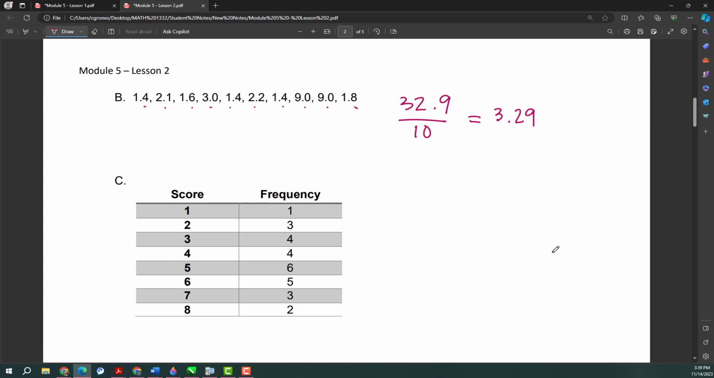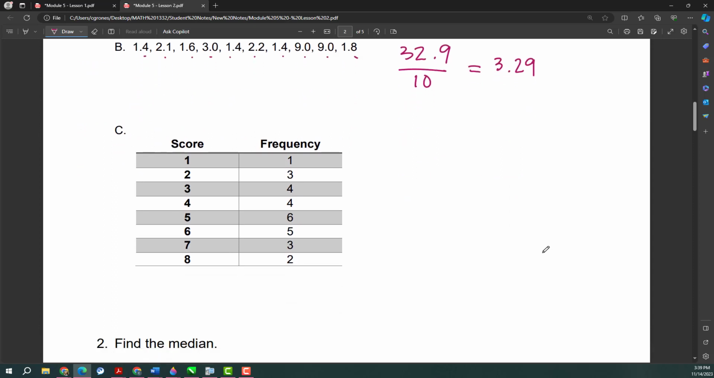Okay. Now, on C, we're still going to find the average or the mean, but this one is a little bit trickier because they give it to us as a frequency distribution table. So you can do this 2 ways. You can list all of the scores out and then find the mean that way. But there's also another way.